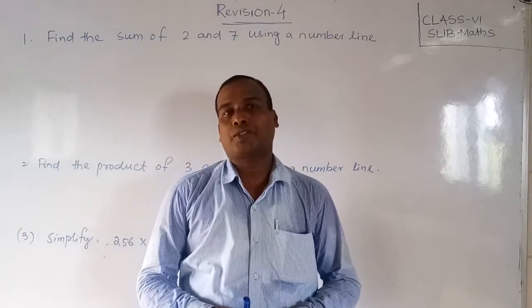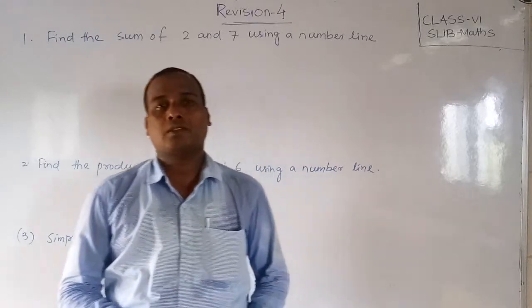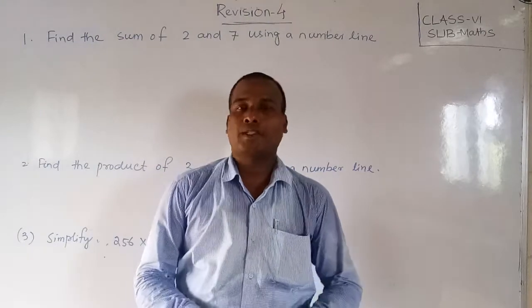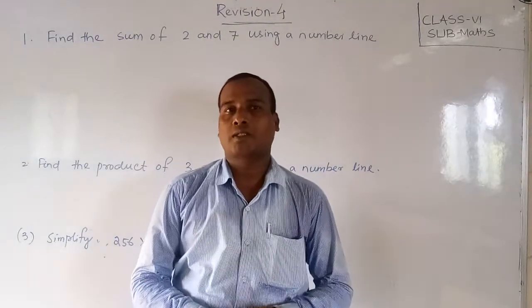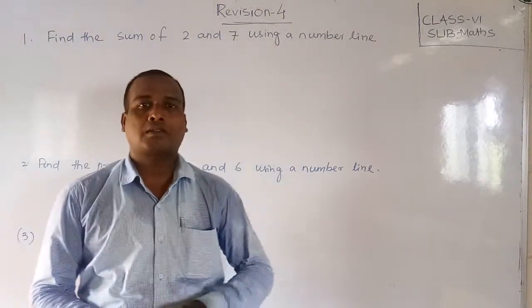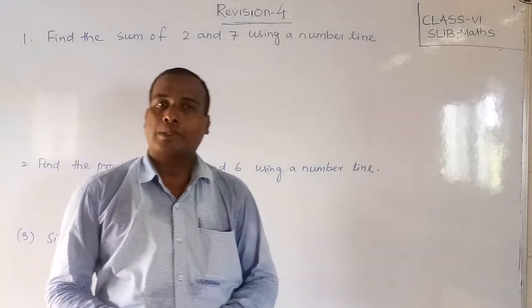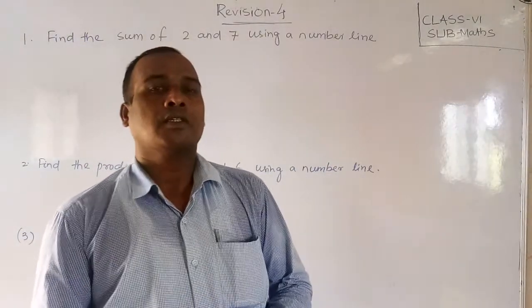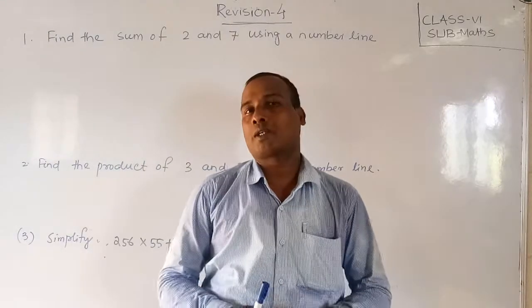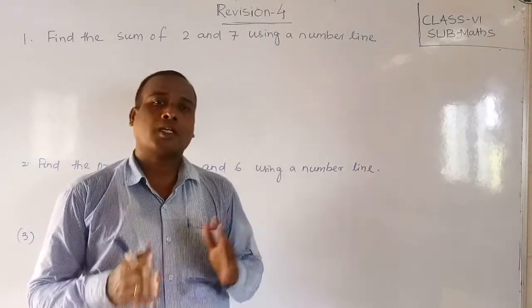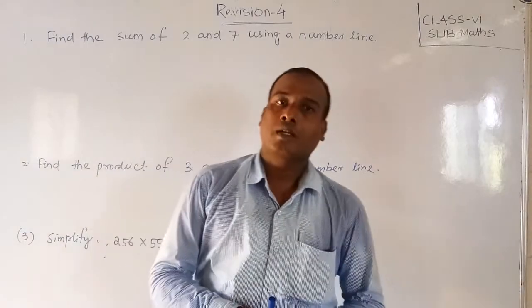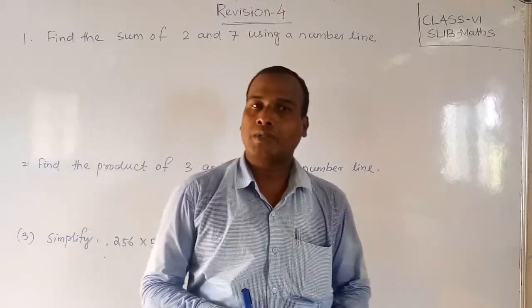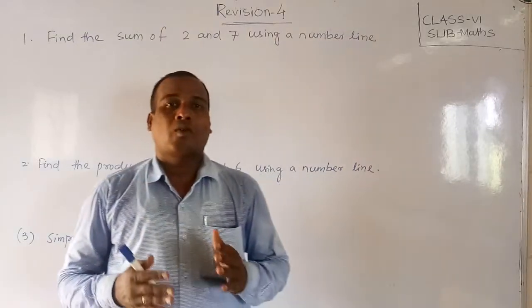Friends, today we are going to continue our second chapter revision, that is the whole numbers. In previous classes we have already discussed the predecessor and successor, the number just after or just before a whole number. Today we are going to discuss the sum of two whole numbers on the number line and the product of two whole numbers on the number line, and some simplifications we will study in this video. Okay friends. So first of all, what is the number line?